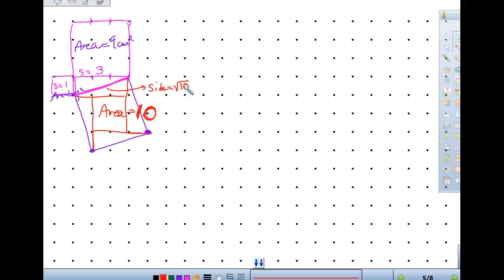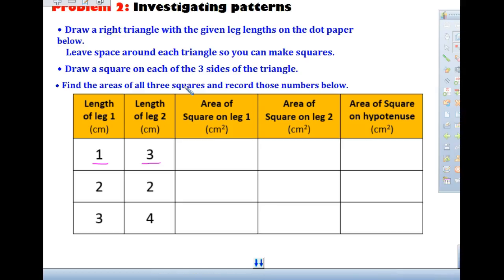So we are filling in, okay? We're going back to that chart and we want to fill in the chart. The chart said, the leg 1, what was the area? We just said it was 1 centimeter squared. When the side was 3, what was the area? 9. What do we know about the hypotenuse? What did we get for that hypotenuse side?